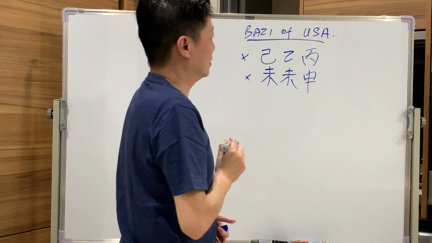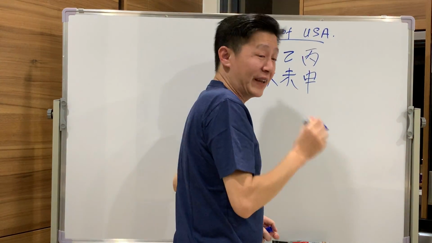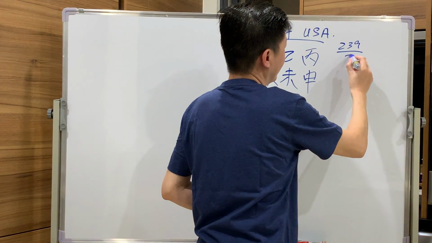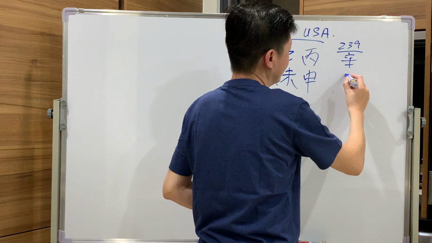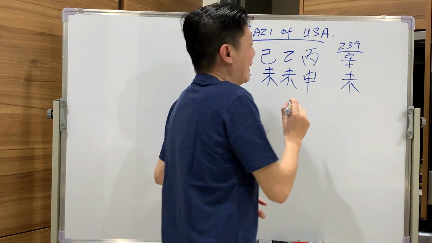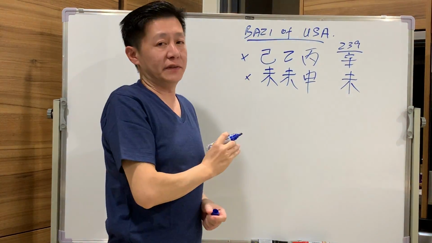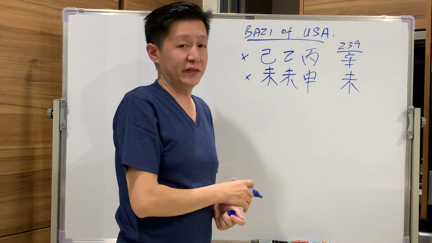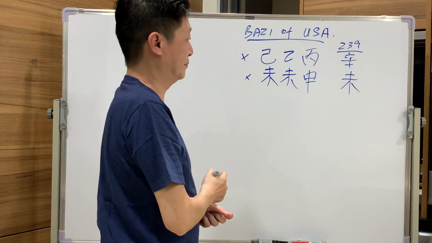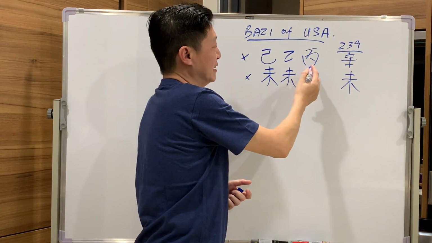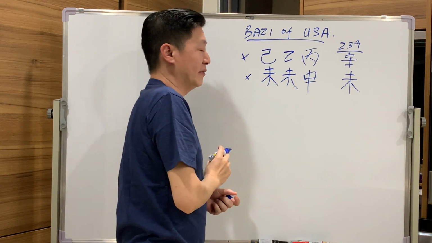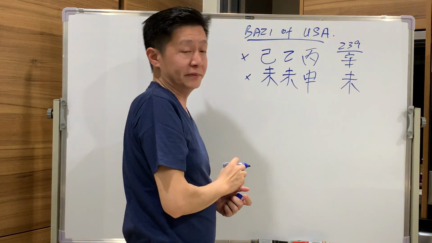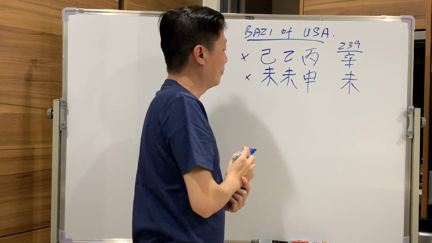Okay, so their current luck now, 10 years, so we don't talk about the luck first. We talk about the independent parts of the United States of America. So this is being sun, right? Fire control metal. This is wood control earth. Okay, this is earth and earth.